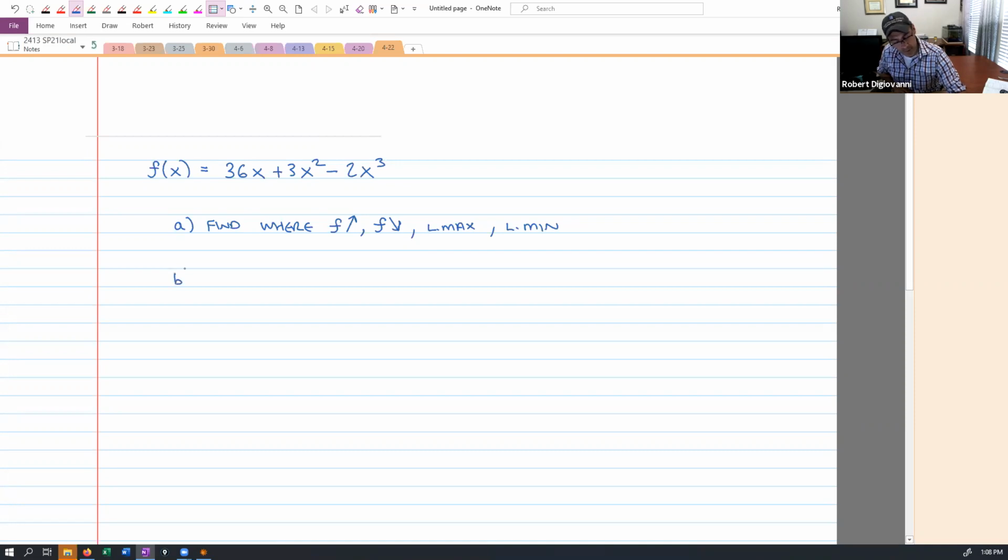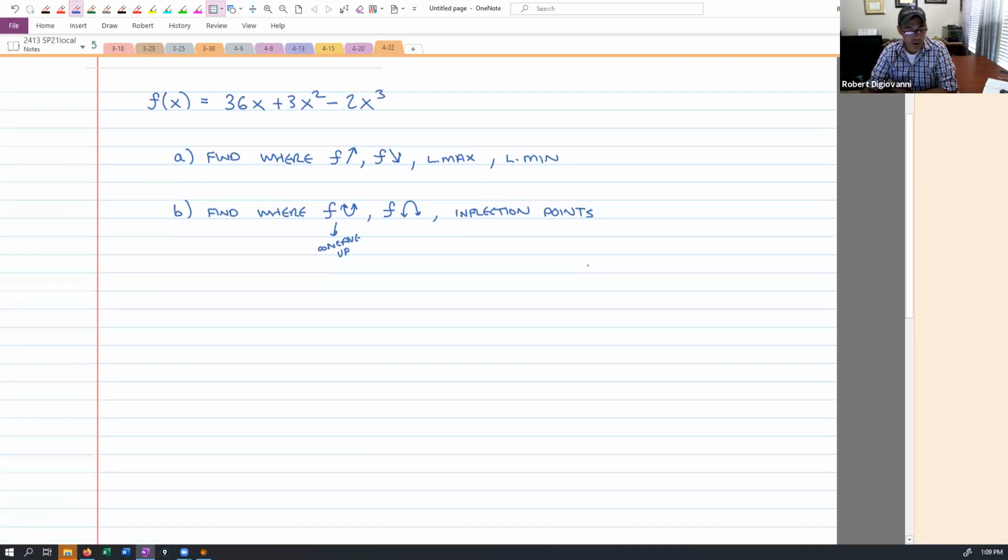Part B is I want us to find where the function f is concave up. So to show you concave up, I'm going to draw a little U like that. That means I want to know where it is concave up. Okay, I also want to know where the function is concave down. That's the way I'll draw it if I want to know where it's concave down. And then I want us to find the inflection points. We may or may not have inflection points, but we're going to try and find them if we do. All right, y'all ready?